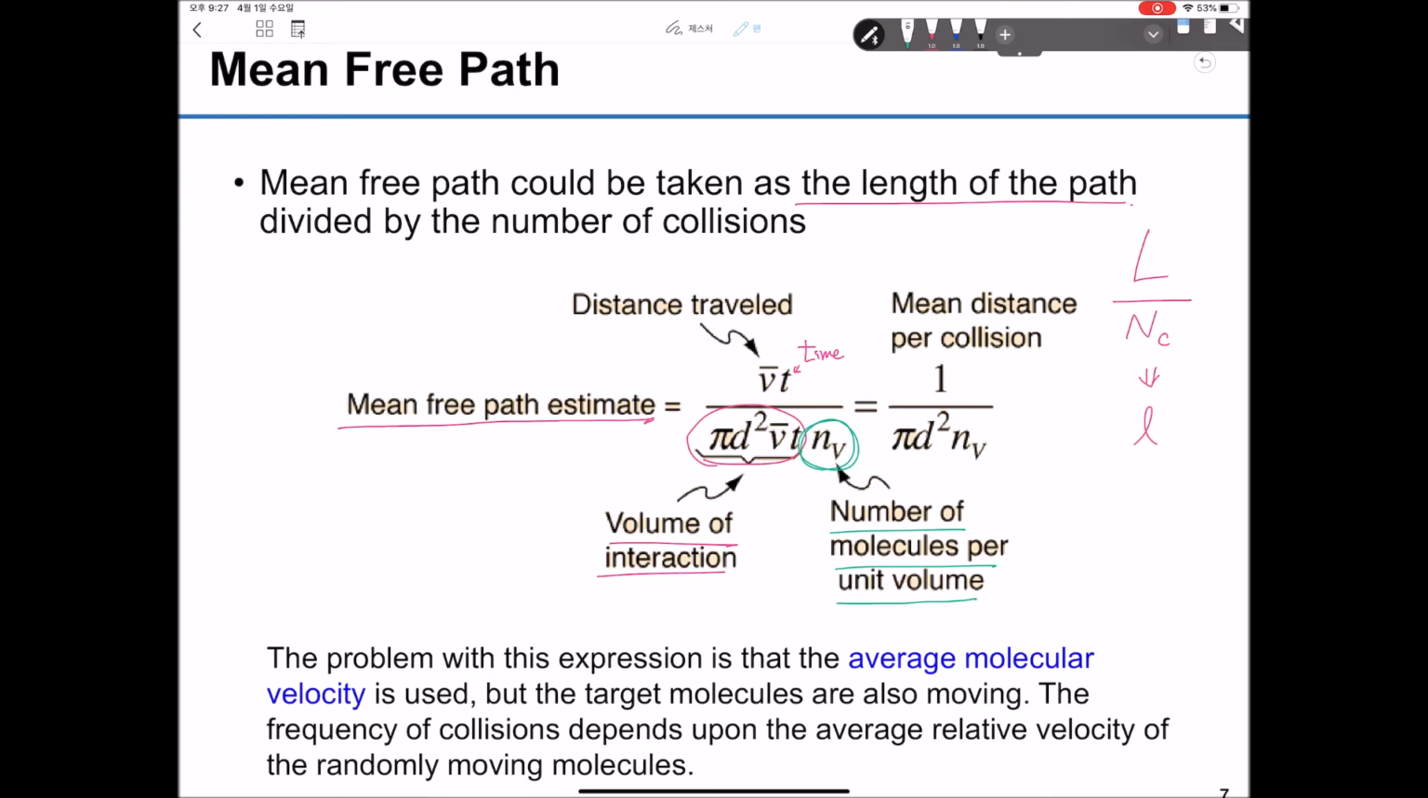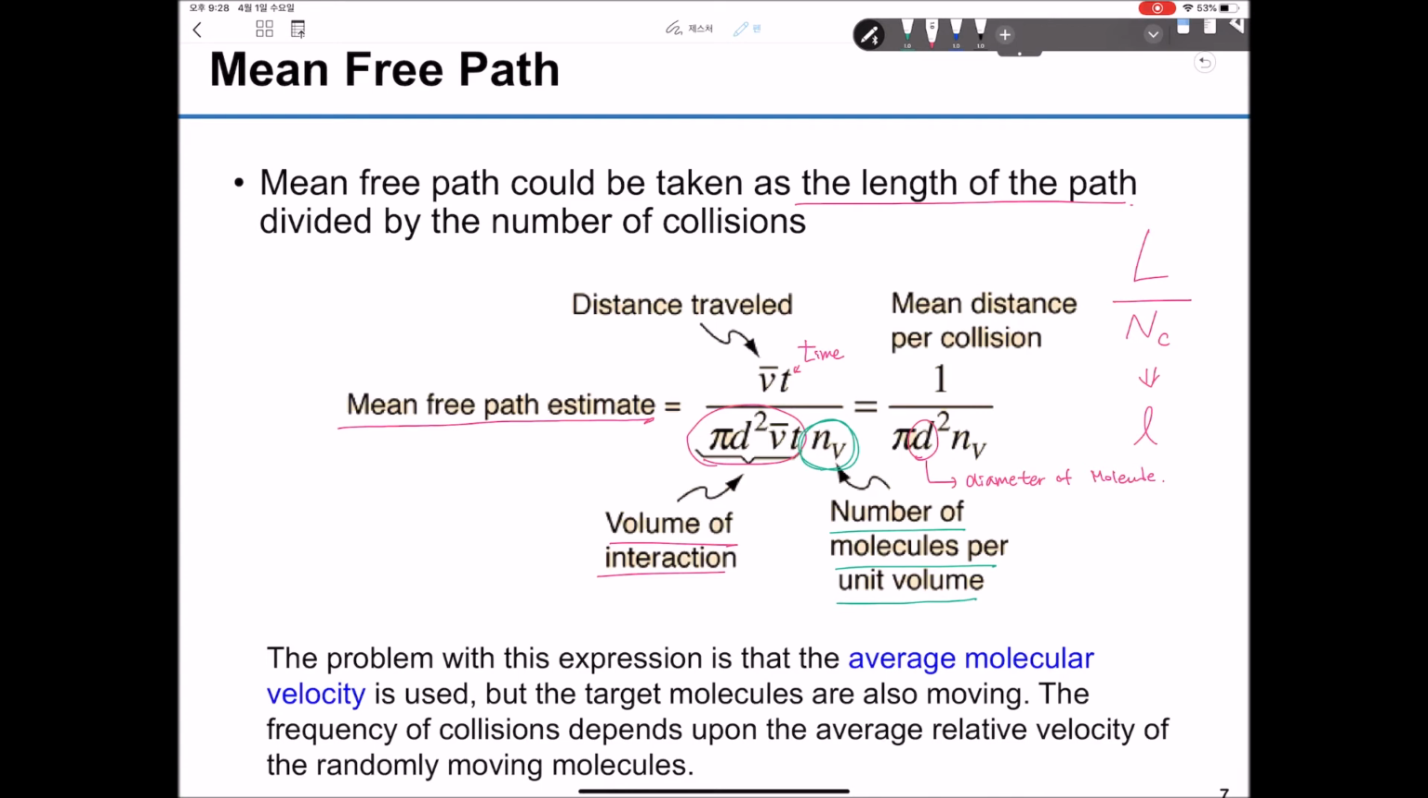So if we know the volume that a single molecule would occupy without any collision, and if we know the number of molecules per unit volume, then we can logically guess or predict the number of total collisions. So if you divide this total distance by these two values, the mean distance per collision, or the mean free path, will become this, right? And this is the diameter of the molecule.